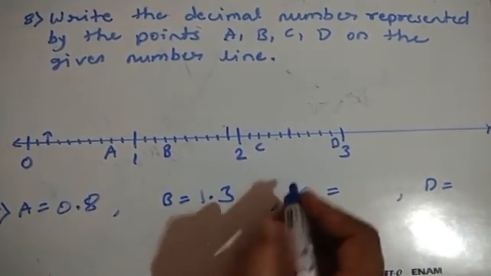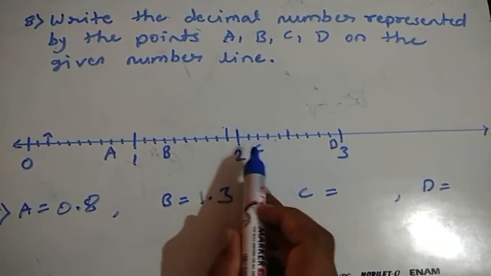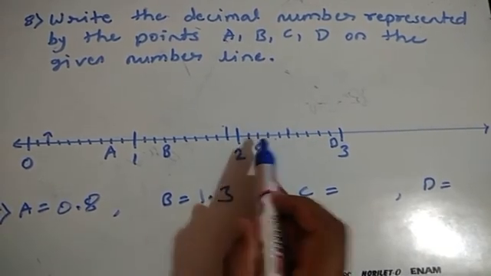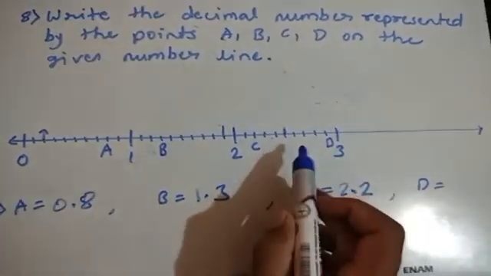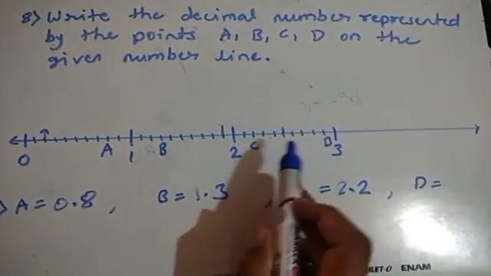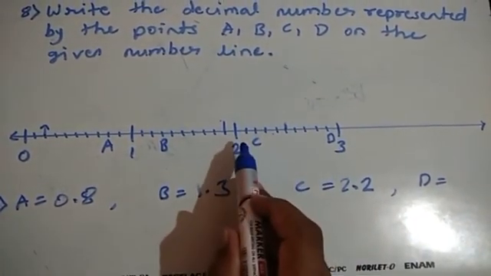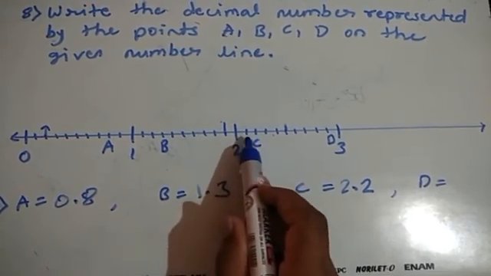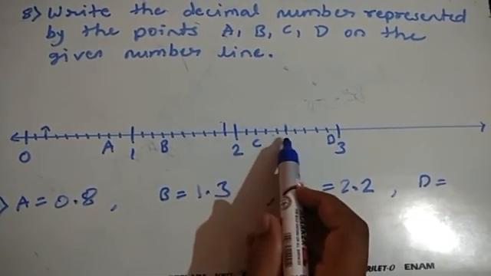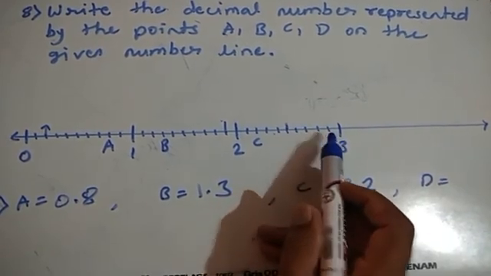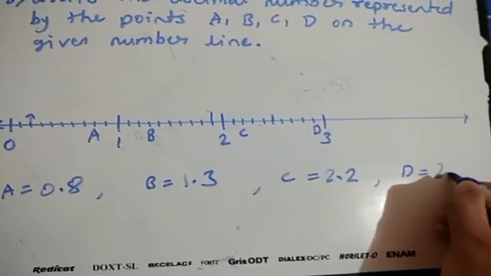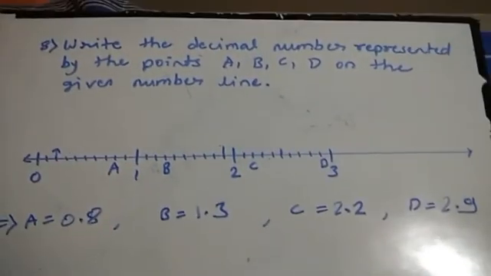C is after 2, therefore 2.1, 2.2. C represents 2.2. And D is between 2 and 3 only, therefore after 2 will start 2.1, 2.5 will come here, then 2.6, 2.7, 2.8, 2.9. D represents 2.9. I hope you understood.